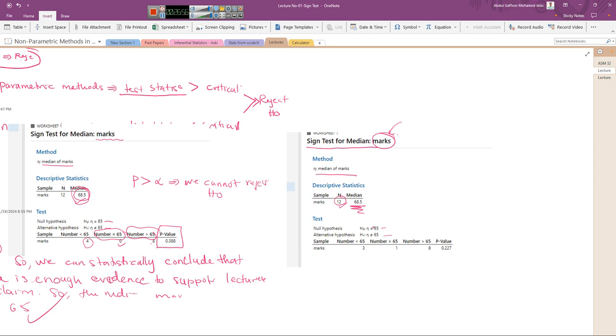Now you can see this is assigned 0, and the number of negative signs is equal to 3, and there is no change in our number of positive signs. The p-value has changed to 0.227. Earlier it was 0.388. Now we will see how we can find out the probability value using manual calculation. So let me create some space here.